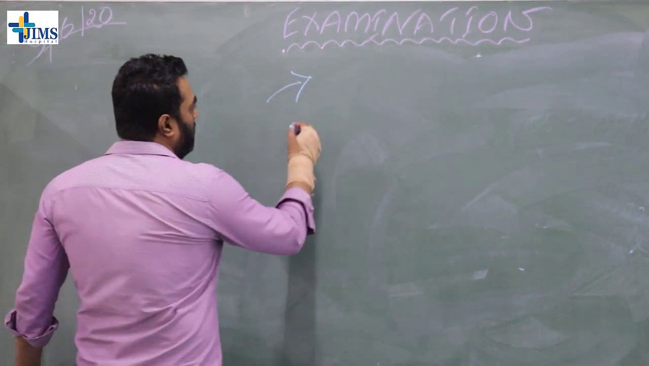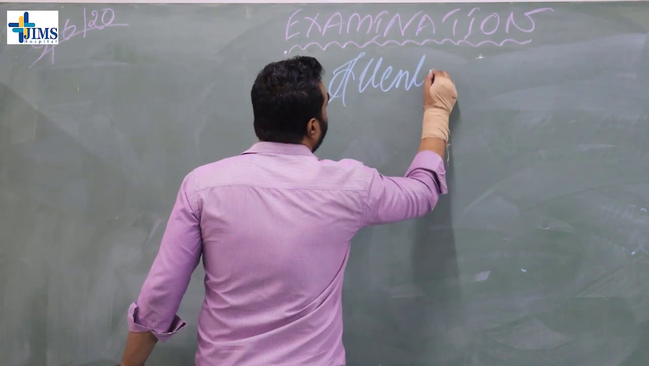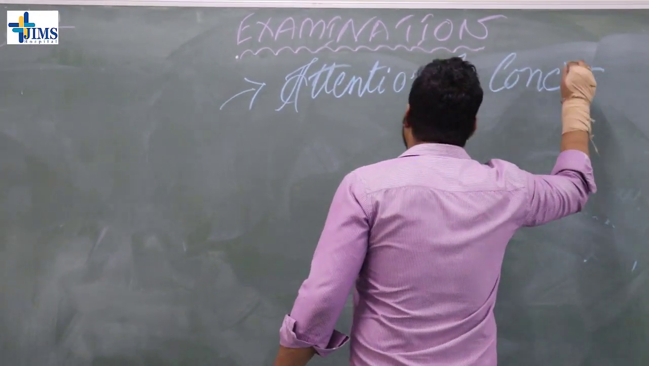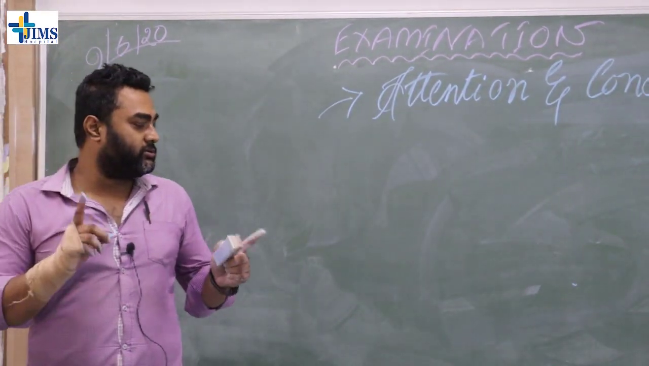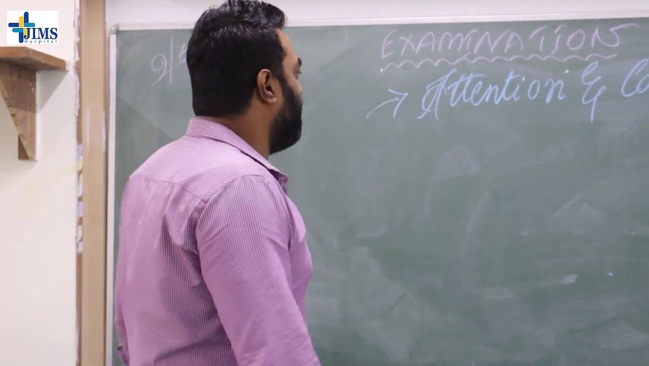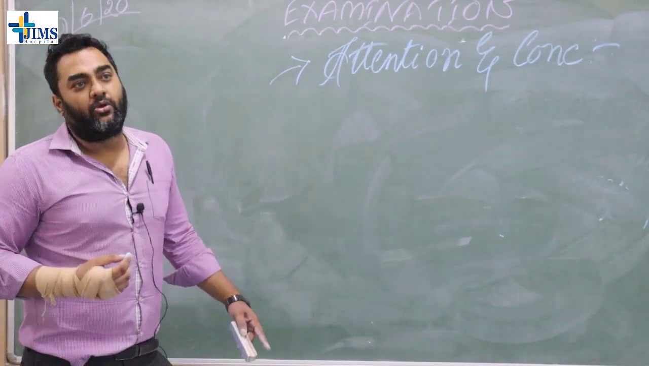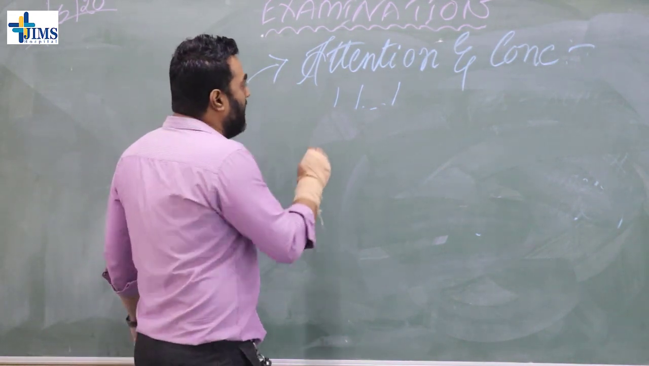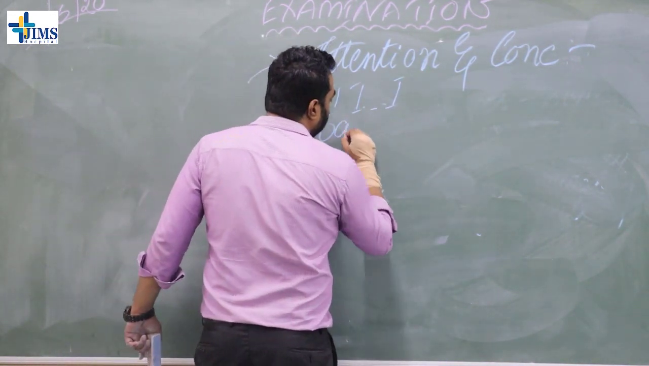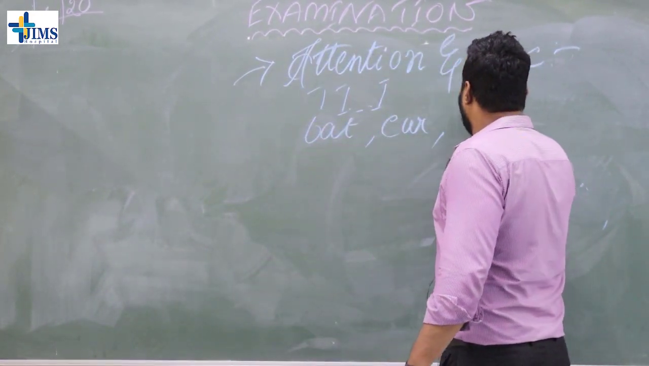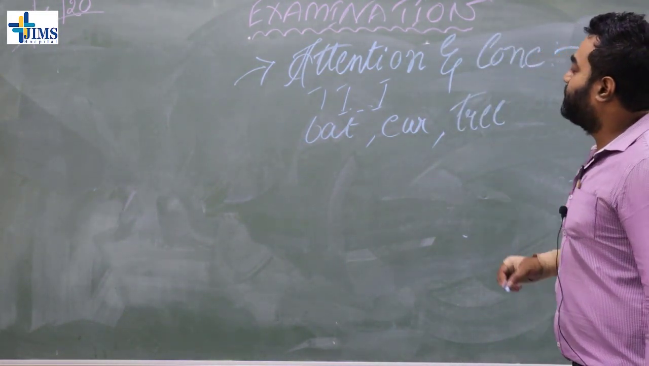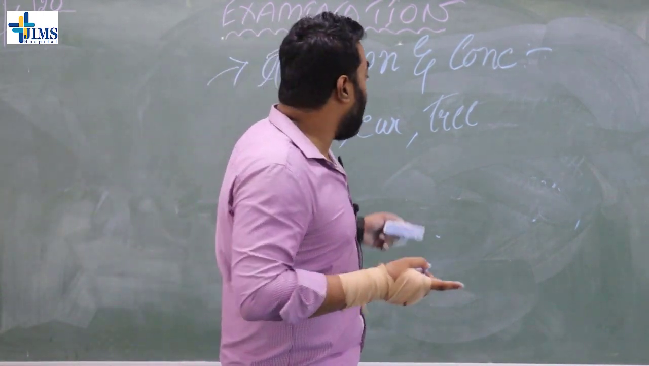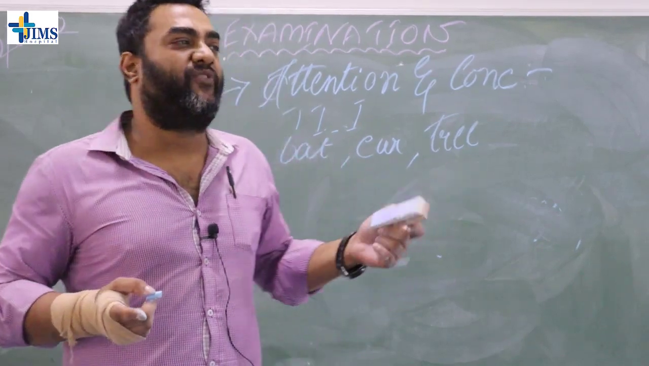After perception, we'll come to attention and concentration. We should jot down how much attention span the patient has. We have a series of questions which we ask. We tell the patient to remember three objects which we speak at a duration of 1 second, like three words which are not related to each other. Like bat, car, and tree. We speak those words at 1 second intervals and tell the patient to repeat them. Then we tell the patient I will ask you to recall these words after 3 to 5 minutes.